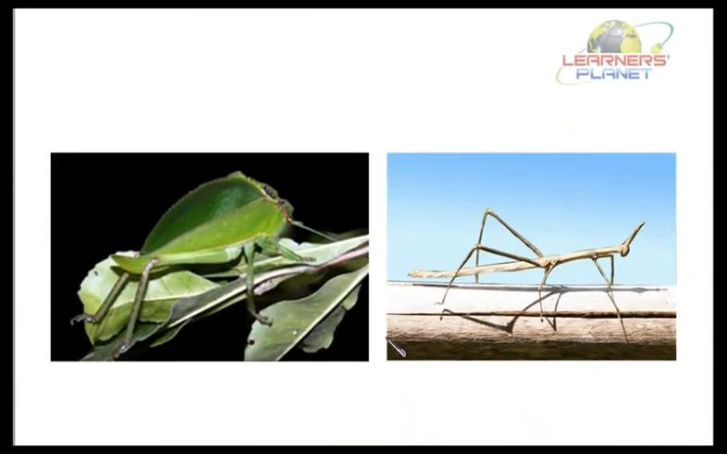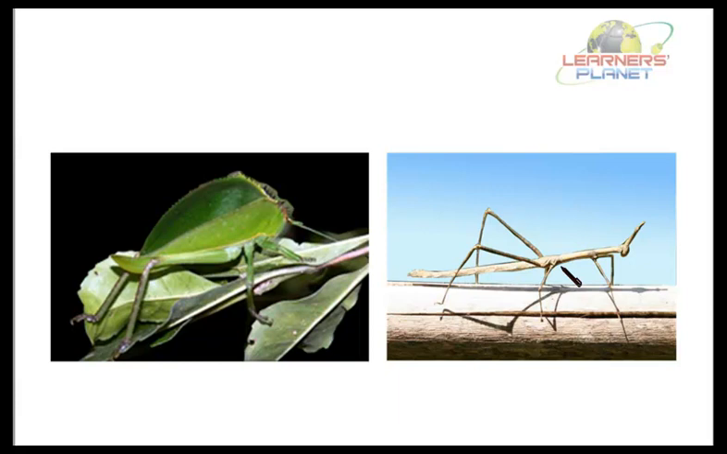There are other organisms too, like leaf insects and stick insects. Now this is a beautiful picture of a leaf insect, and this is a beautiful picture of a stick insect. They are shaped or colored to match their surroundings, and this makes them harder to spot.